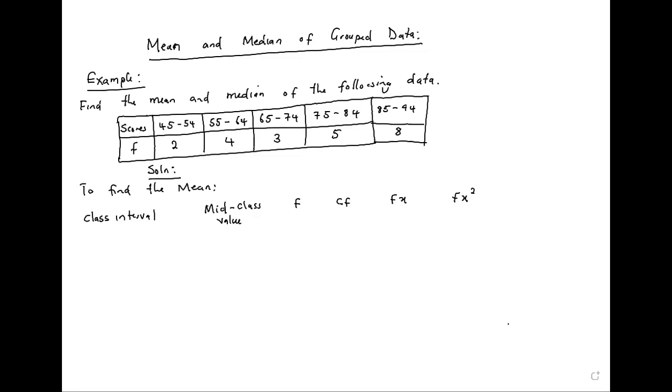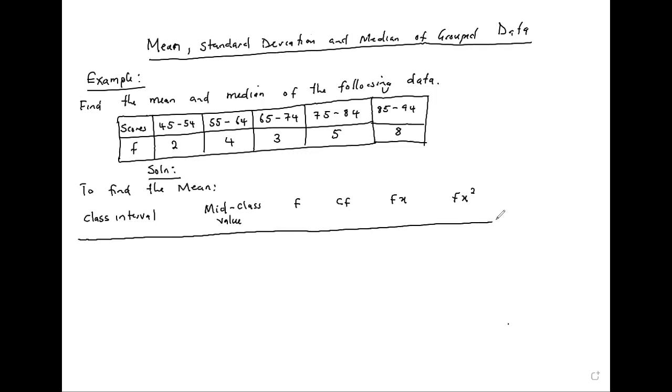So here, let me update my question. Update my topic now. Say the mean, standard deviation and median of grouped data. So fx squared is what we need to find now. So form a table with these things found.